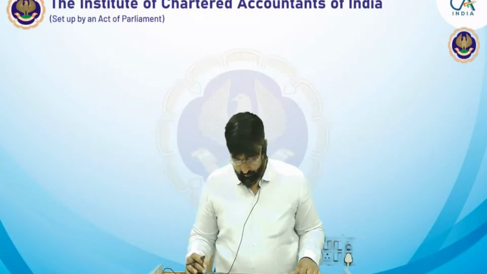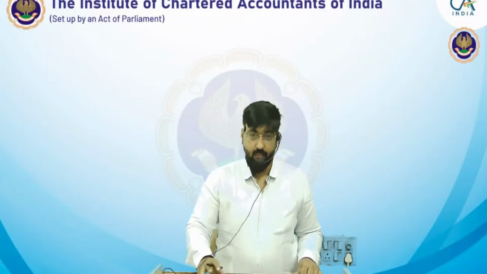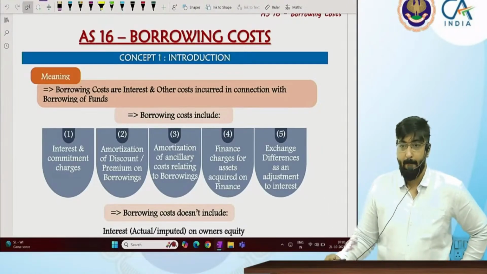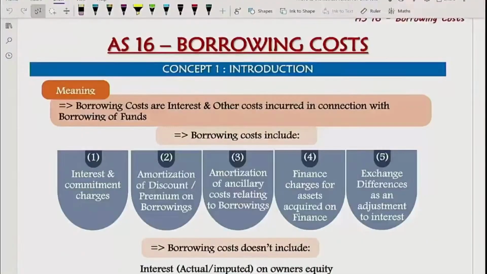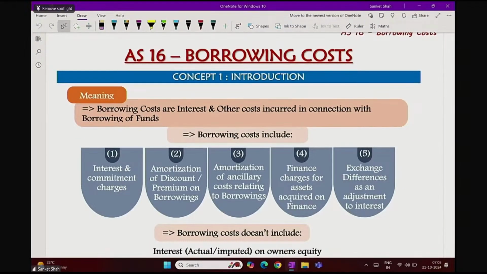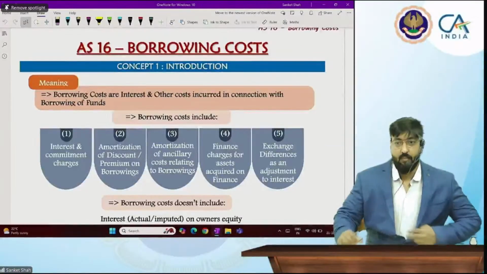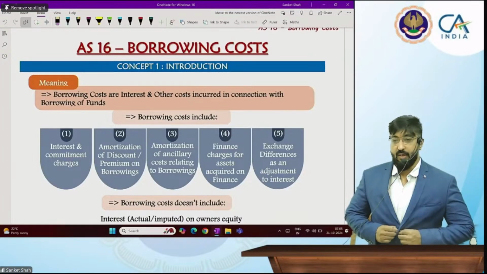AS16 borrowing cost, AS17 segment reporting, AS18 related party disclosure, AS19 leases, AS20 earnings per share, AS21 consolidated financial statements, AS22 accounting for taxes on income, AS23 accounting for investments in associates and joint ventures, AS24 discontinuing operations, AS25 interim financial reporting, AS26 intangible assets, AS27 financial reporting of interests in joint ventures, AS28 impairment of assets, AS29 provisions, contingent liabilities and contingent assets.